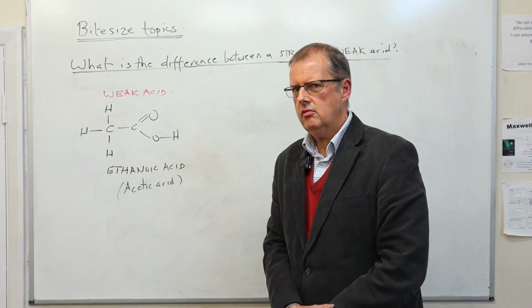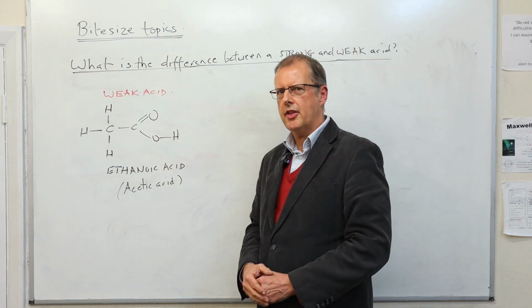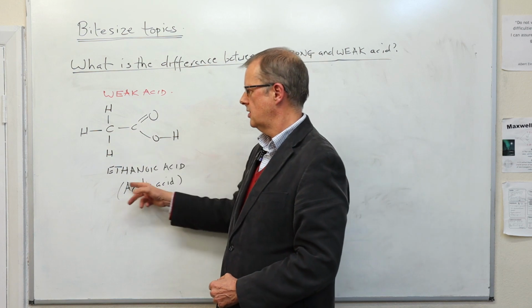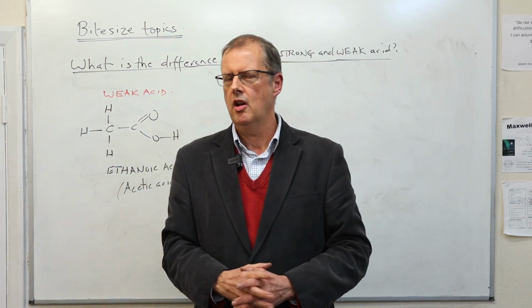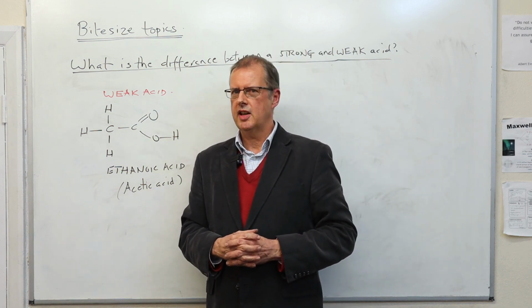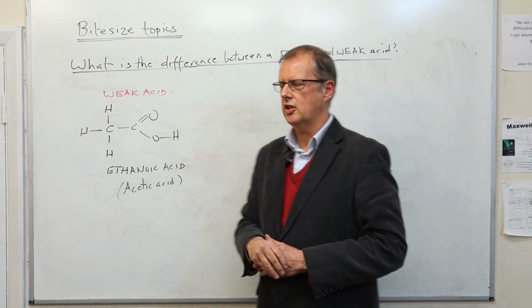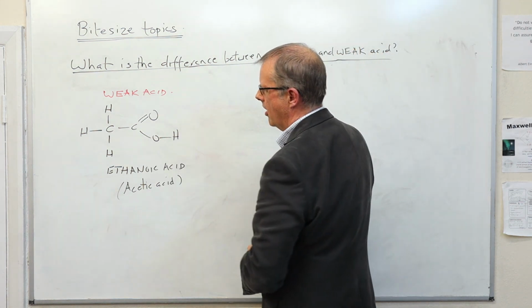Okay, moving on to a very good example of a weak acid. This molecule here is ethanoic acid, 2 carbons, therefore ethanoic acid, more commonly known as acetic acid, or more commonly known to the layman as vinegar when it's in dilute solution with other things added to it. Okay, so this is a weak acid, and I'm going to explain why.